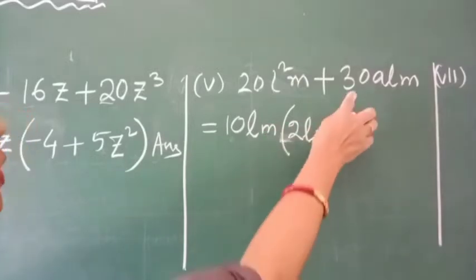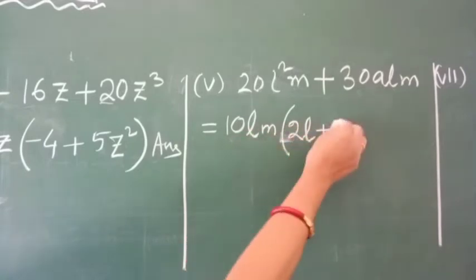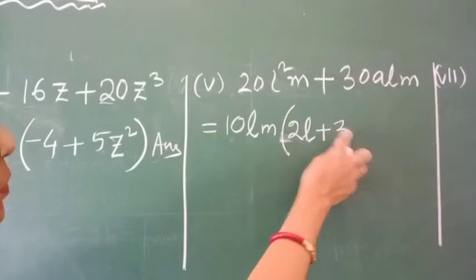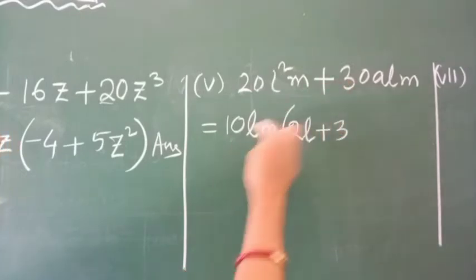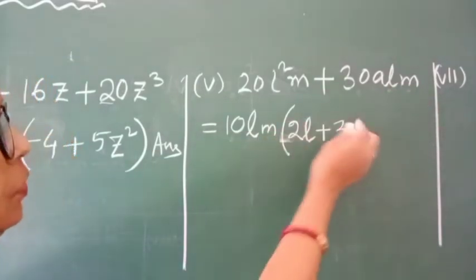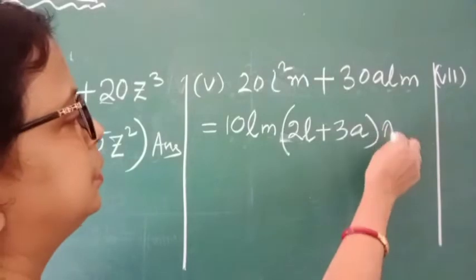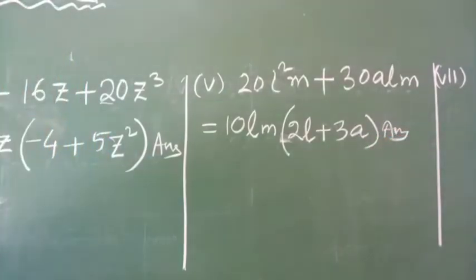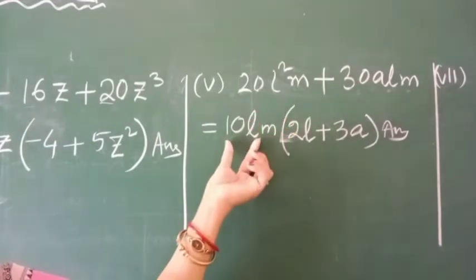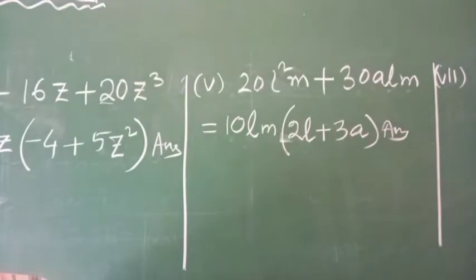Plus 30, from 30 if I take 10 outside, then 3 tens are 30. 2 tens are 20 and 3 tens are 30. If I take 10 from here, then 10 into 3 will be left. And LM I have taken outside. Only A is left. So this is the sum. This is the answer of this sum. You have to take the maximum value which you can take as common. This is known as common value. Common value of both the terms.